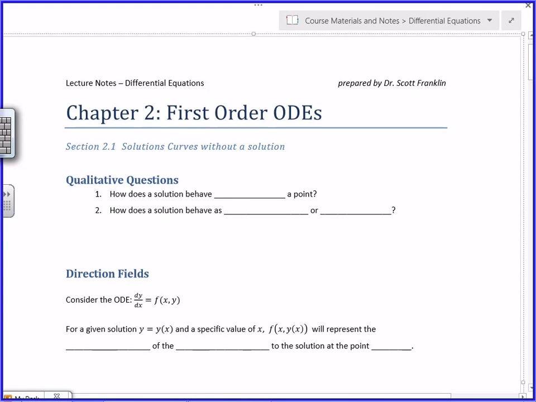Chapter 2, first order differential equations. Again, the first thing we're going to start with is finding these solution curves without knowing the solution. So this is what's called qualitative analysis.